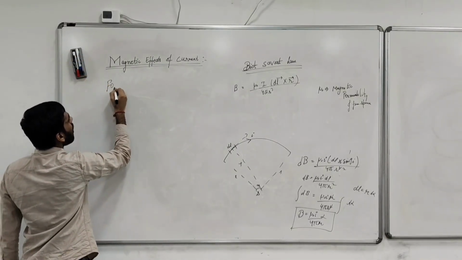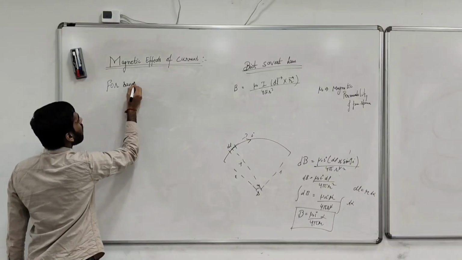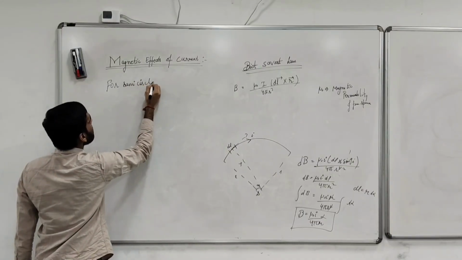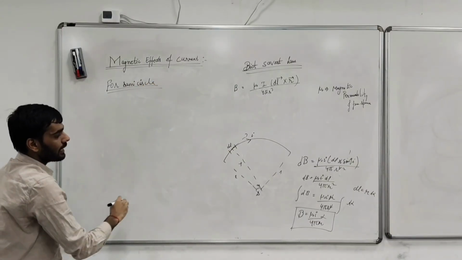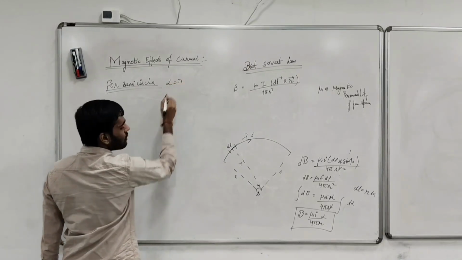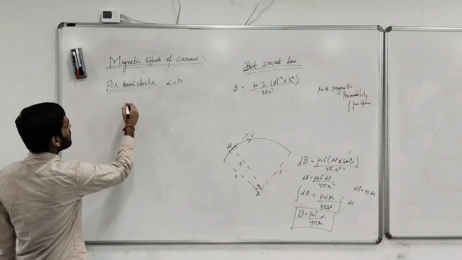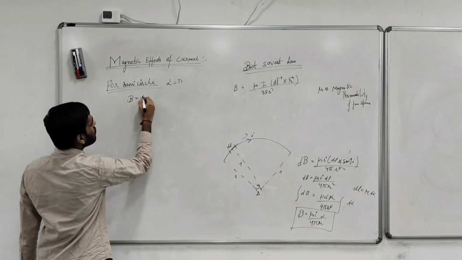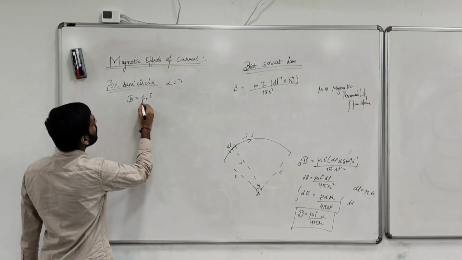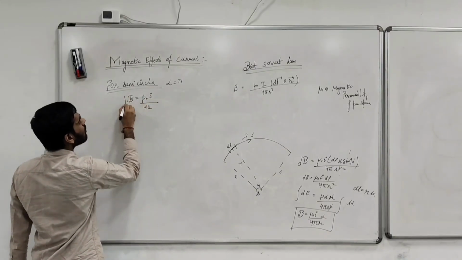For a semicircle, alpha is equal to pi. So alpha is equal to pi, and the magnetic field turns out to be mu naught I by 4r.